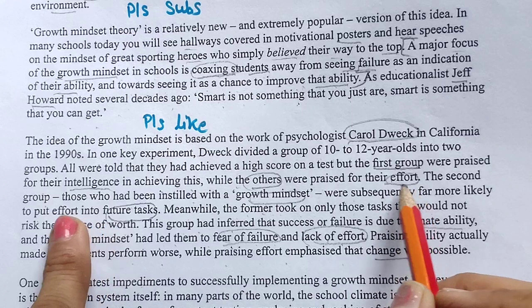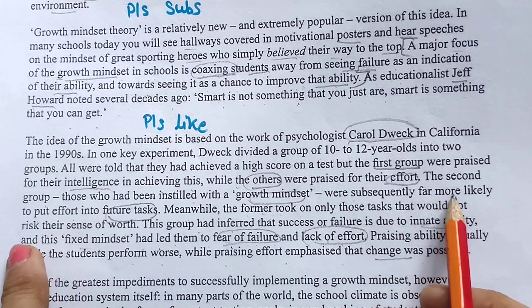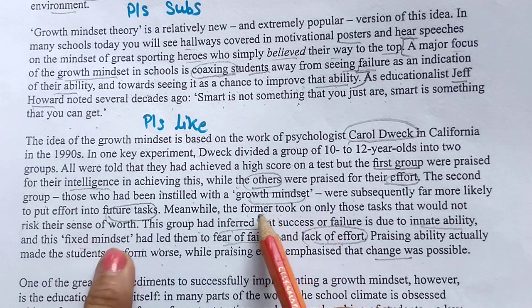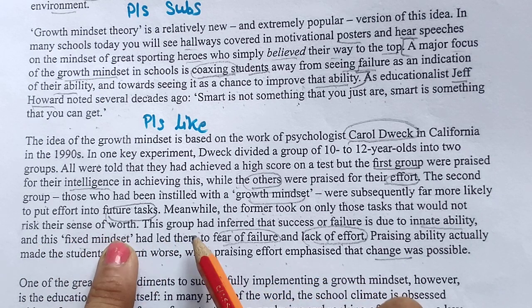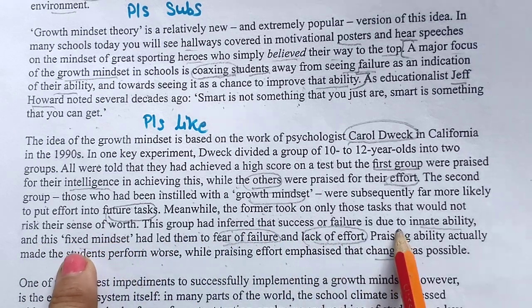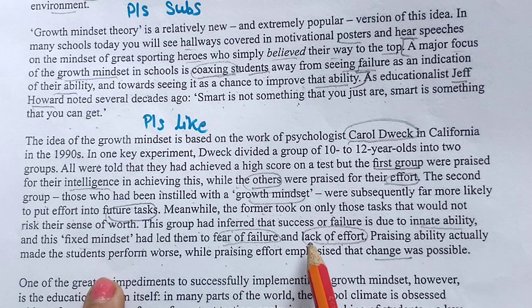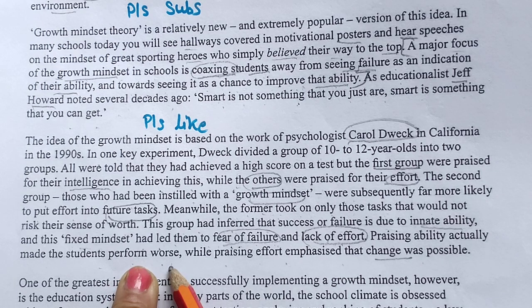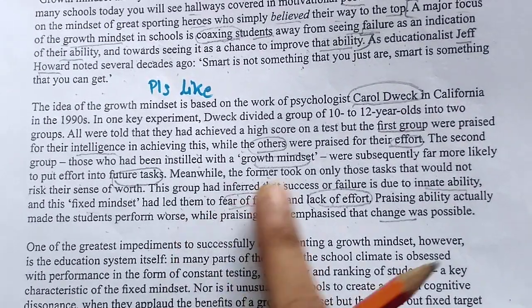The second group, those who had been instilled with a growth mindset, were substantially far more likely to put effort into future tasks. Meanwhile, the first group chose only those tasks that would not risk their sense of worth. This group had inferred that success or failure is due to innate ability, and this mindset had led them to fear failure and lack effort. Praising ability actually made the students perform worse, while praising effort emphasized that change was possible. After that, all the things this person is saying.